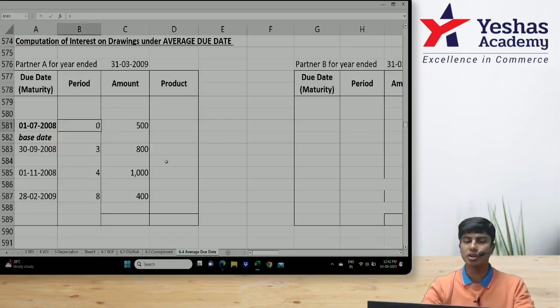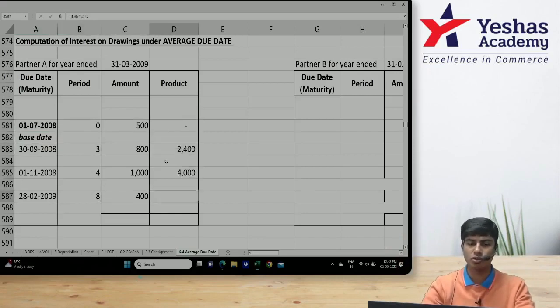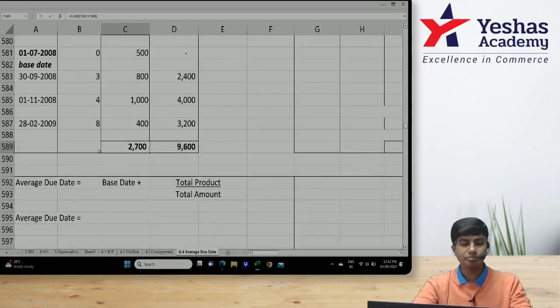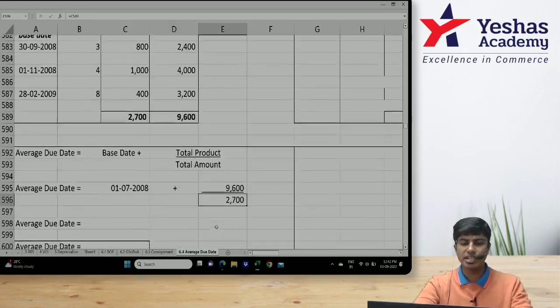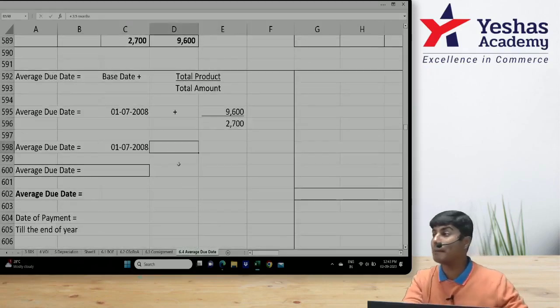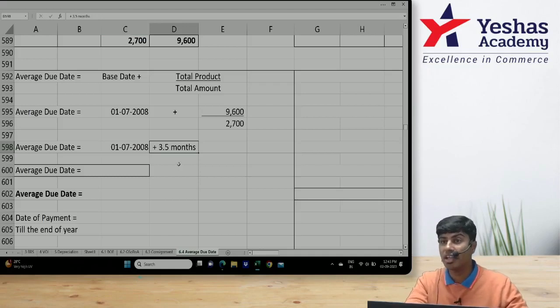Okay. Now do 0 into 500, 0. 3 into 800, 2,400. 4,000, 3,200. Together, 7, 8, 9. 9,600. Here amount will be 2,700. Let us find average due date. Base date is 1st of July plus 9,600 by 2,700. That is 3.5 months, not days. 3.5.